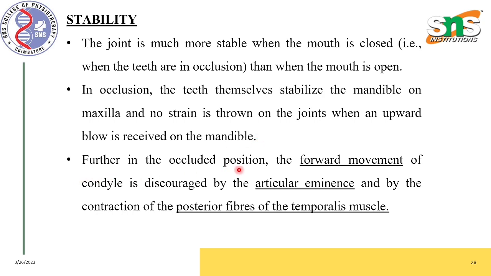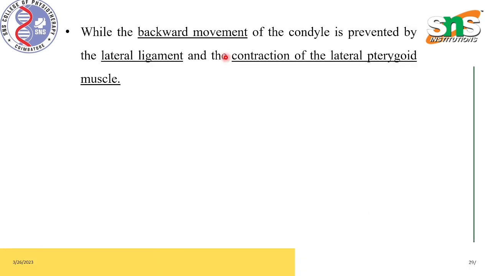Further, in the occluded position, the forward movement of the condyle is discouraged by the articular eminence and by the contraction of the posterior fibers of the temporalis muscle, while the backward movement of the condyle is prevented by the lateral ligament and the contraction of the lateral pterygoid muscle.